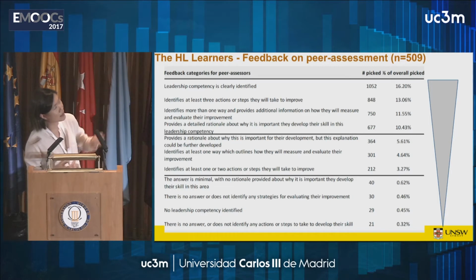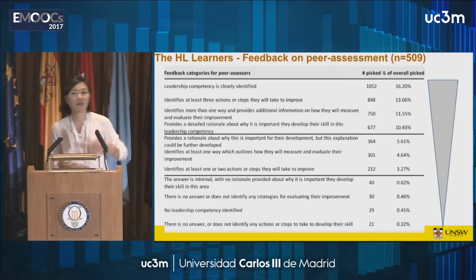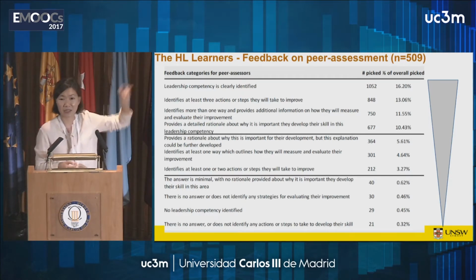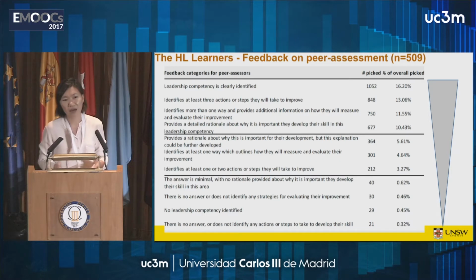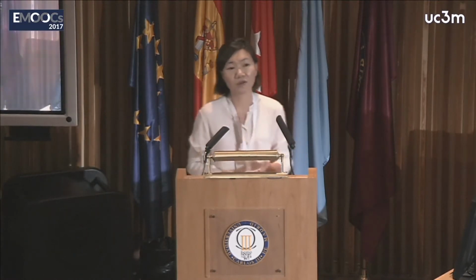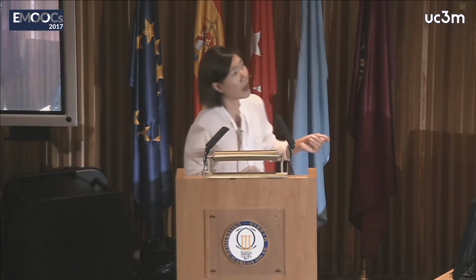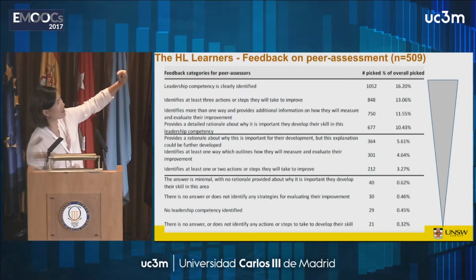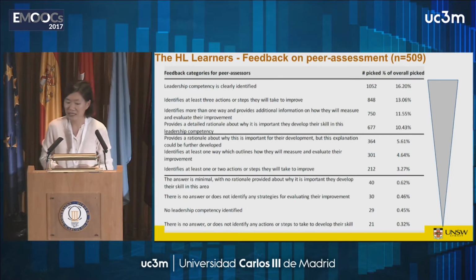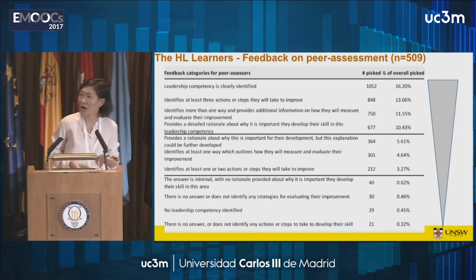It's quite clear to us that above 50% of these ratings and the categories picked by the evaluators indicate a lot of these learners have actually identified their leadership competencies, and they were able to come up with a plan in which they identify steps and actions that will help them to further develop their leadership skills. And we see so much lower frequencies at the bottom that say poor planning or no abilities identified. So that's the preliminary findings.